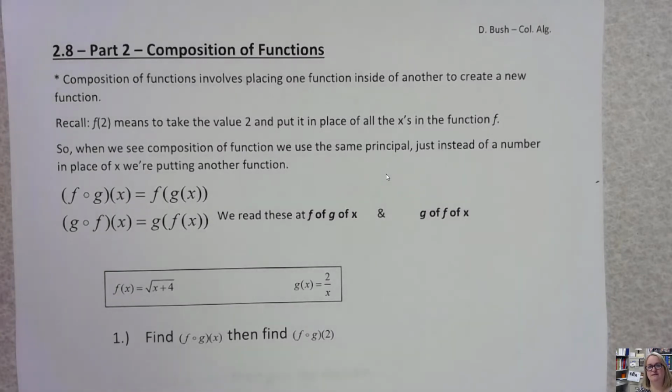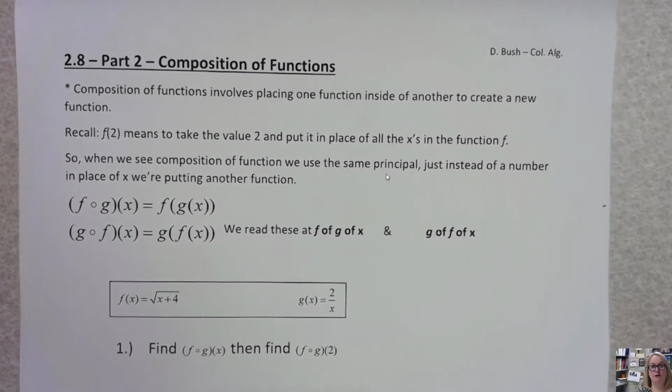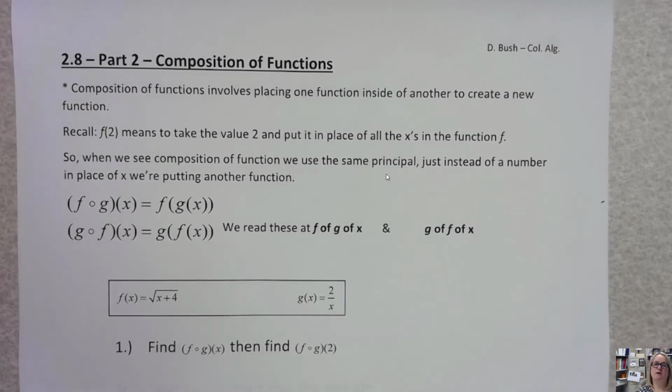So instead of a 2, it may say g of x. So you're still filling in for the x value. It's just that what you're filling in is no longer a number, but a function. Remember, when we first started talking about functions and filling in that value, we said when we fill in a number, we get out a number. So this time when we fill in a function, we should get out a function. Okay, so let's take a look at composition of functions.